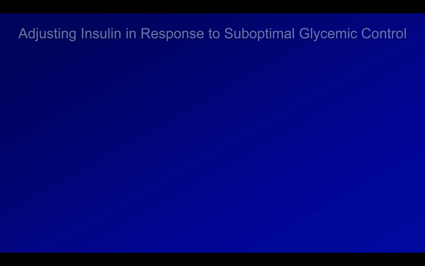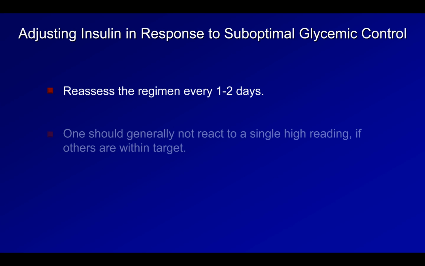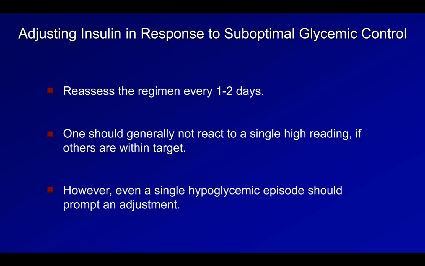Now, how should the provider adjust insulin in response to suboptimal glycemic control? First, the regimen should be reassessed every 1 to 2 days, with glargine adjusted no more frequently than once every 2 days. One should generally not react to a single high reading if others are within the target range. However, even a single hypoglycemic episode should prompt an adjustment.